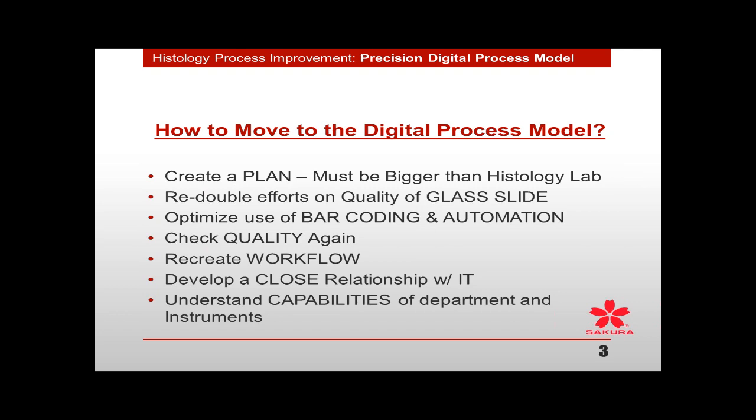You have to redouble your efforts on quality on your glass slide. It's imperative that you have museum quality, standardized glass slides for what you're putting in, to optimize your barcoding and automation, both. It's not enough just to have your requisition, your specimen. Now you've got to have your cassettes, your slides, everything. Check quality, double check quality. Put in good quality checks all the way through your system.